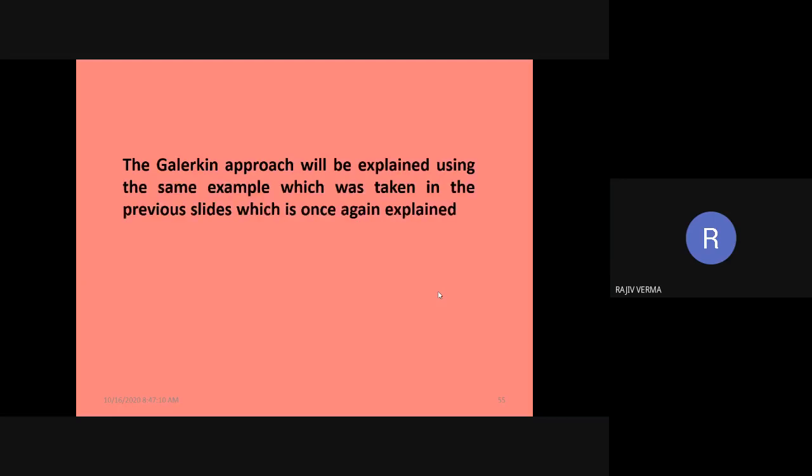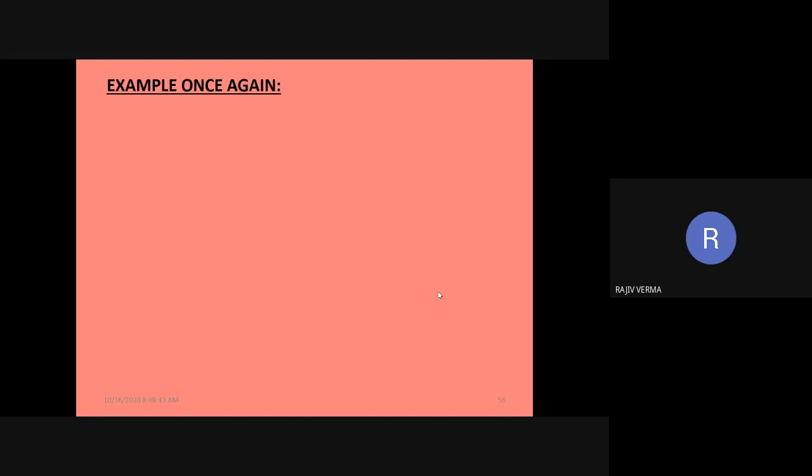So for this explanation, we are going to use the same problem which we have used for the earlier methods, so that we can compare the solutions with the four methods which we are going to do in the present session. I'm just revising the example once again.